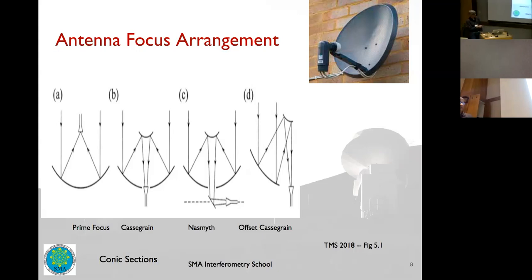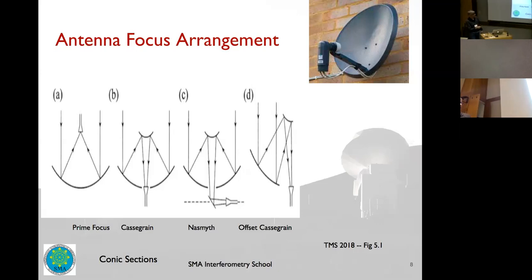And what this does is it moves the receiver out, and you can have the receiver be very stationary with elevation, so it's a little bit more stable. One of the problems with these two designs is that the secondary is blocking a part of your dish. And so this is the problem. If you want maximum sensitivity, there are some losses due to this.